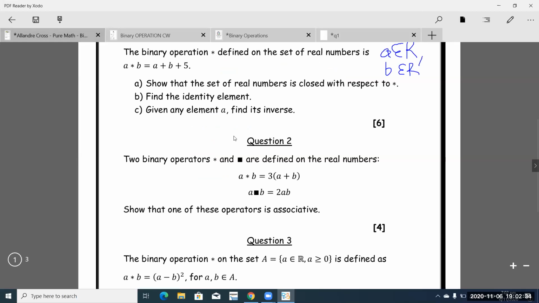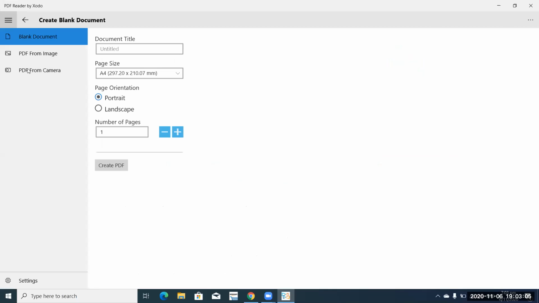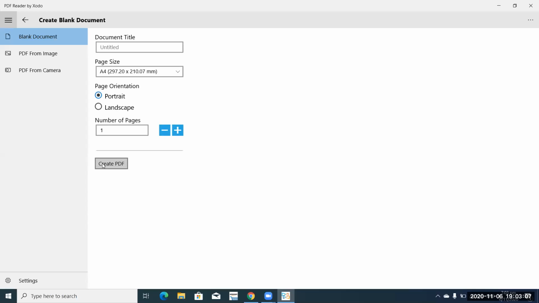Question 2 says, two binary operators star and black box are defined on the set of real numbers. A star B is equal to 3 times A plus B, and A black box B is 2 times A times B. Show that one of these operators is associative. One of them is associative, not both, just one. How are we going to show that one of them is associative? What's the associative rule?